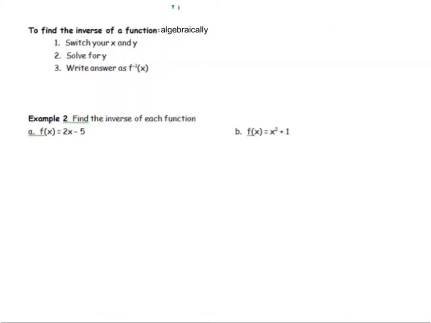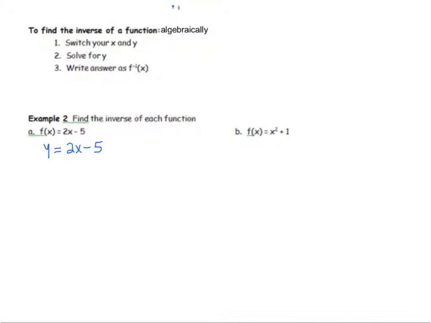And so, as promised, to find the inverse of a function algebraically, you're going to switch your x and y, solve for y, and then write the answer with the correct notation. So let's try it here. We're going to find the inverse of each of these functions. So we know f of x is equal to 2x minus 5. So I'm going to rewrite this as y equals 2x minus 5, right? Because we know f of x is y.